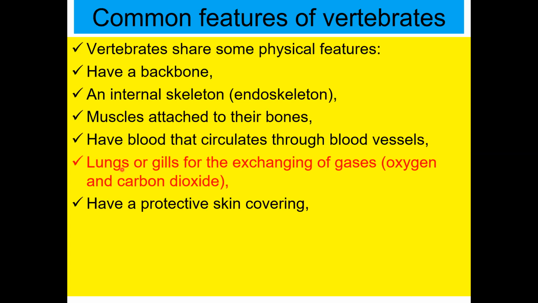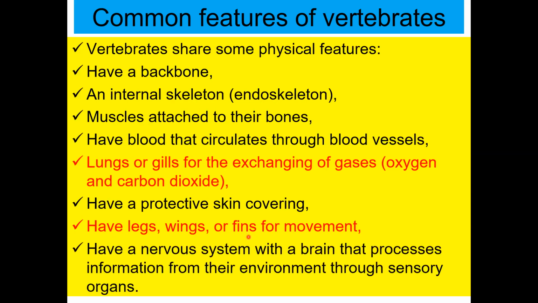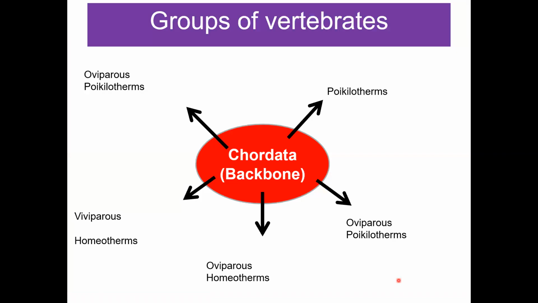They have protective skin covering, and skin, as you all know, is a physical barrier. They have legs in the case of mammals, wings in the case of birds, and in the case of fish, they have fins for movement. They all have a proper nervous system, so they will have sensory organs, sensory neurons and motor neurons inside their body. So the 5 groups are over there.